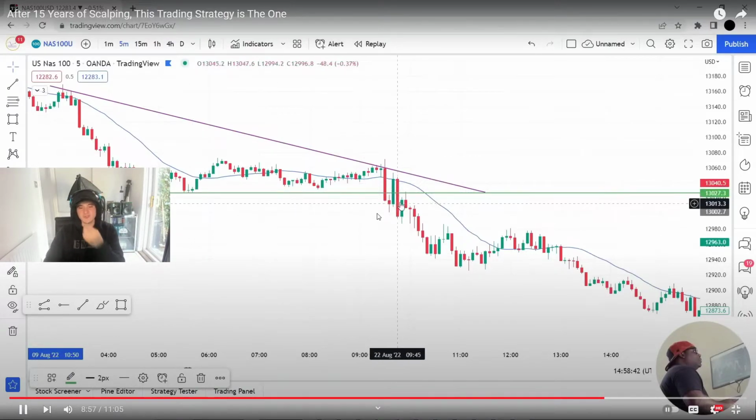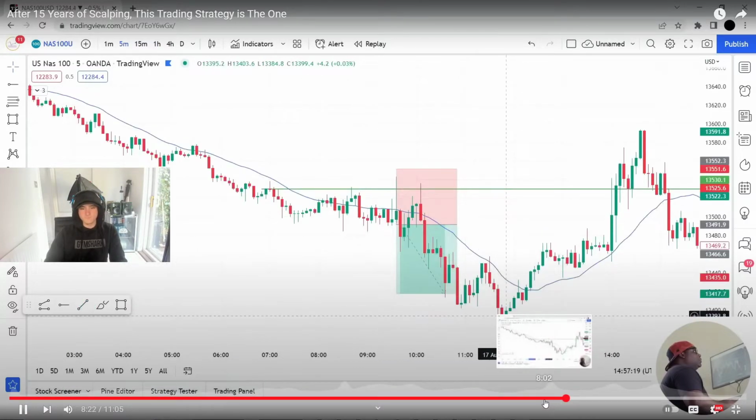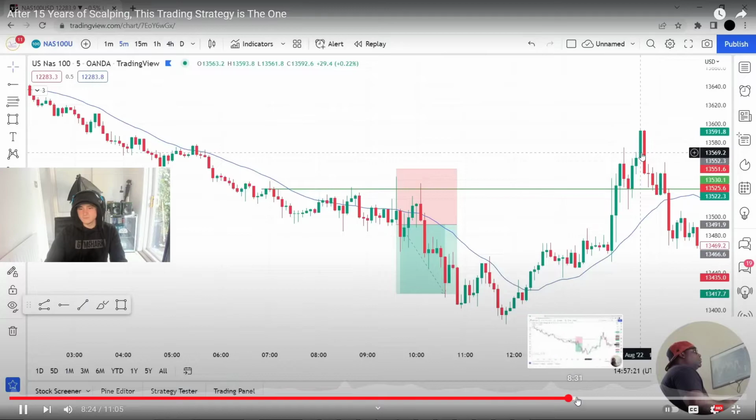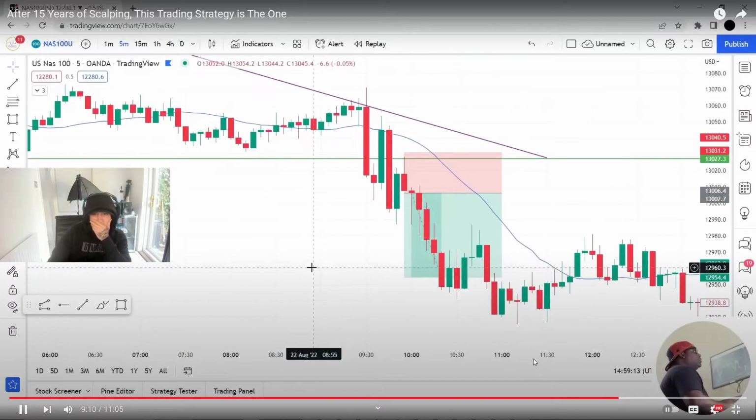Where's the resistance? It came back to that resistance right here. See, it's like a rubber band, and eventually it snaps right back up. Okay, your strategy is very simple: either support and resistance or supply and demand.